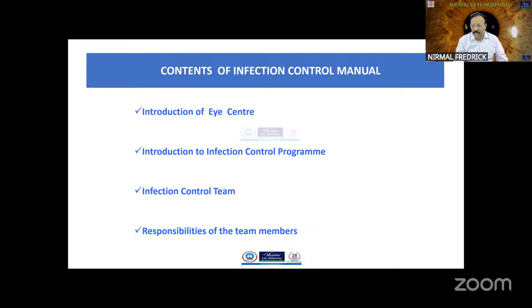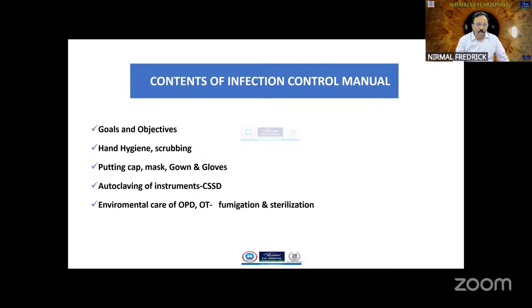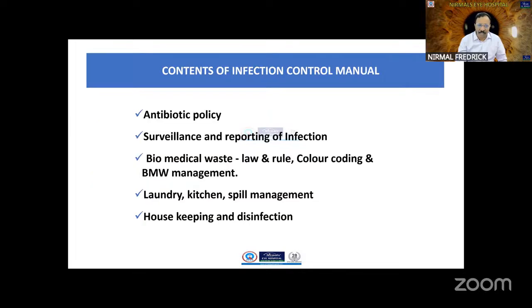Then each member's responsibility has to be written. What is their role in infection control, whether it's supervisory role or implementation role. And then the goal is to have zero infection rate. An objective, how we are going to achieve that zero infection is important. And how your staff have to perform hand hygiene. Of course, all these international guidelines are available. You need to train your staff how to put on a mask, how to autoclave. So all this standard operating procedure has to be written in the manual.